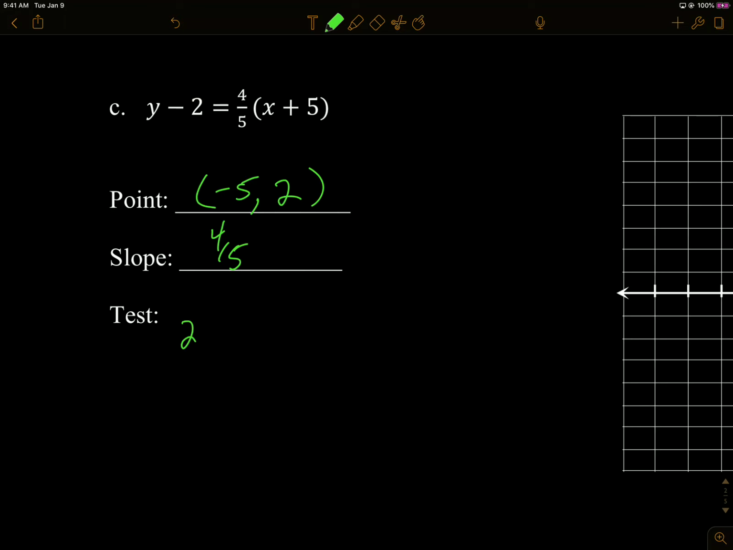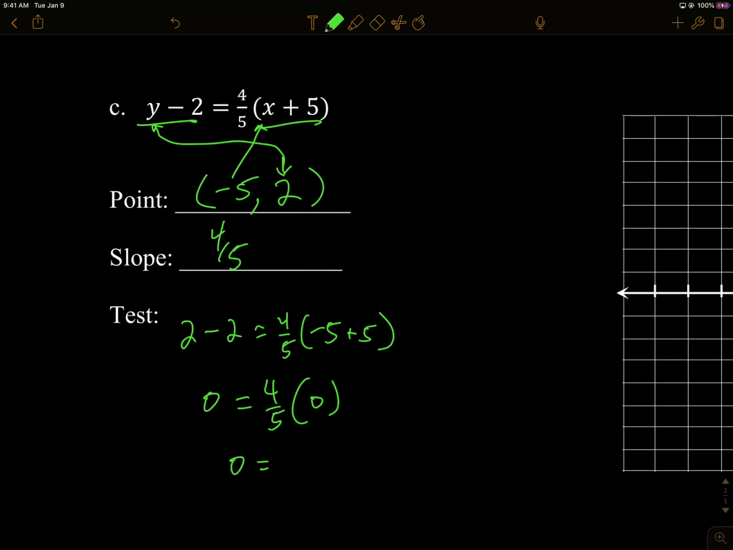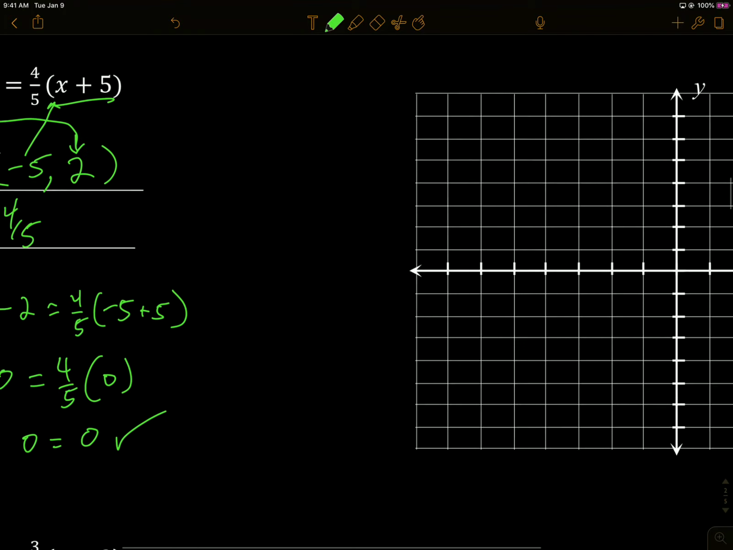If I plug 2 in for y, right, I'm taking the 2 and plugging in for y, I get 2 minus 2 equals 4/5 times, I'm going to write that out now. X was -5, so if I plug my -5 in for x, I get -5 plus 5. I get 0 equals 4/5 times 0. I get 0 equals 0. So we did pull the point out correctly.